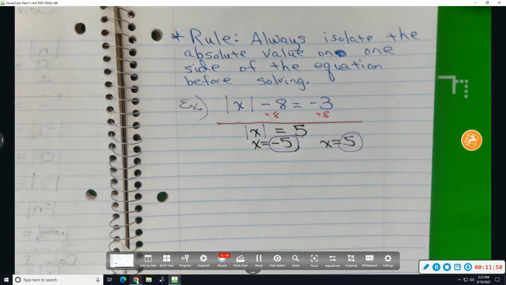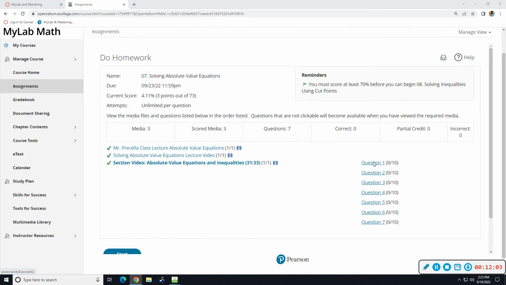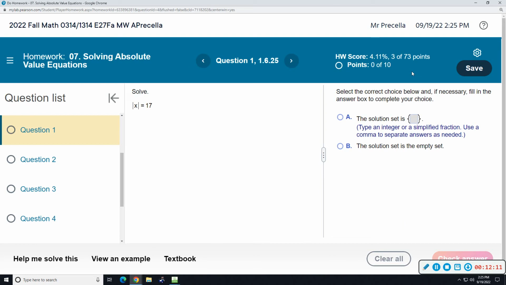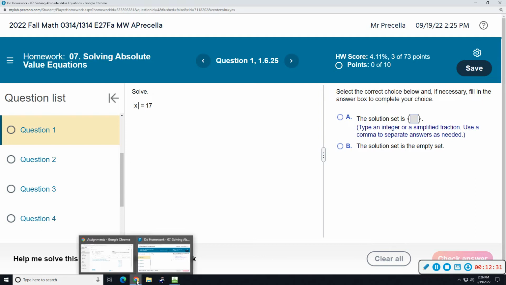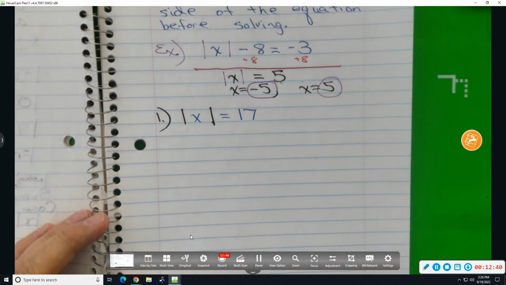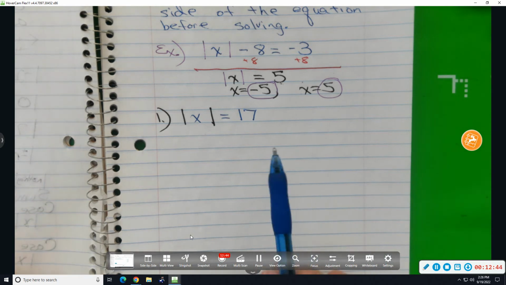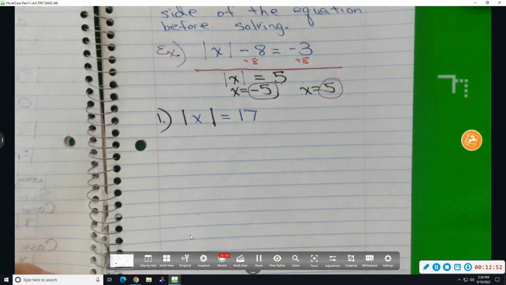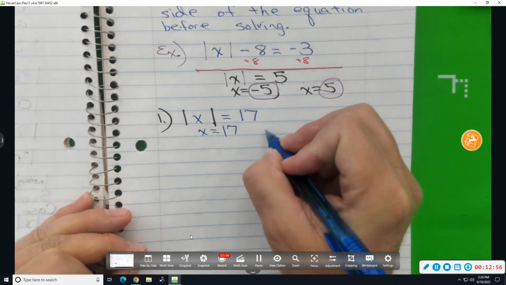Let's look at some examples from the homework. Oh, we're starting off with an easy one. This is number 1. Let me write it down, then I'll switch over. The absolute value of x is equal to 17. Well, this one is about as painless as it gets. What's the solution to this equation? What can you take the absolute value of and get a positive 17? Okay, so positive 17 or negative 17.